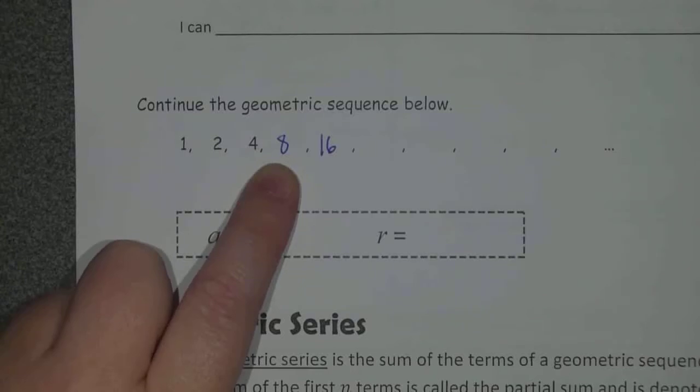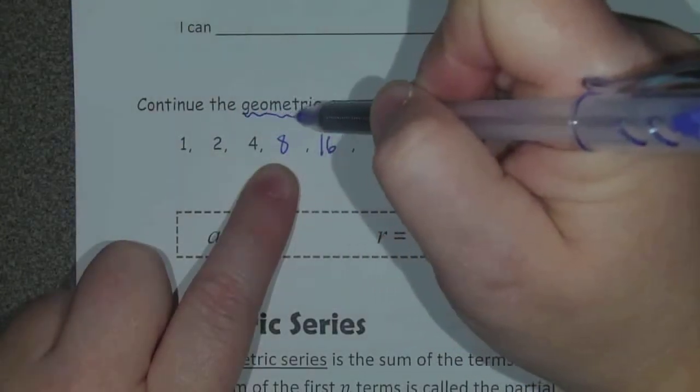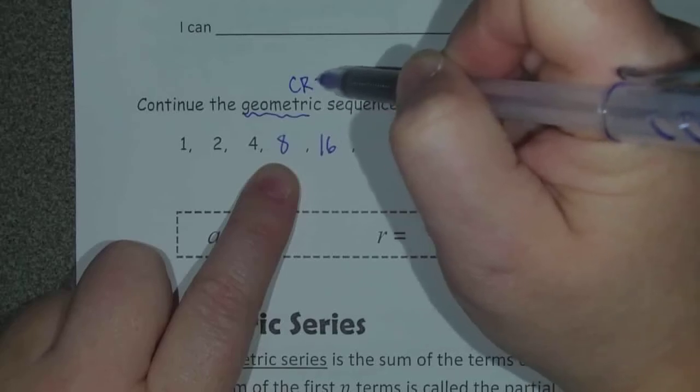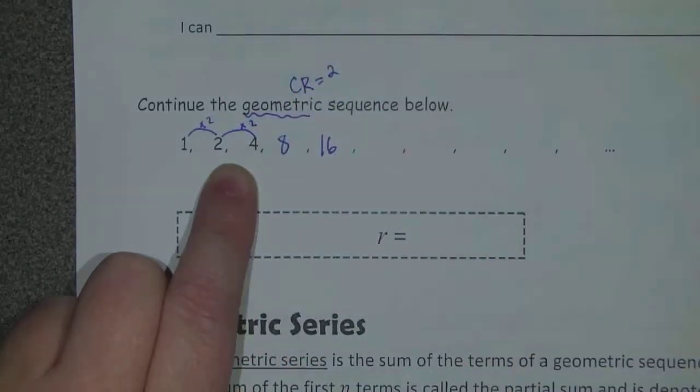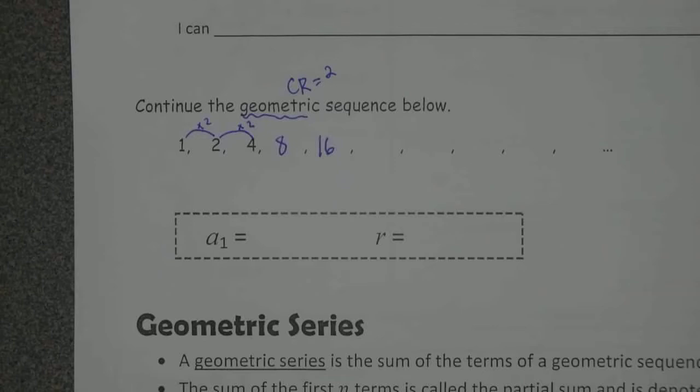It's geometric and the thing is 2. Yeah, so geometric, which means it has a common ratio. The common ratio is 2, because how did I get from here to here? I times by 2. How did I get from here to here? I times by 2. So I'm following that same pattern up the whole way.